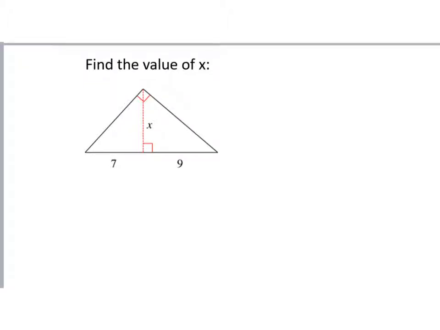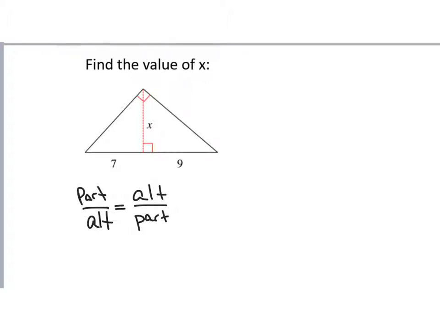All right, the next one says find the value of x. This was one of our geometric mean problems where we had to set up the ratio. Remember, we said that the altitude of the right triangle was the geometric mean between the two parts that the hypotenuse gets divided into.